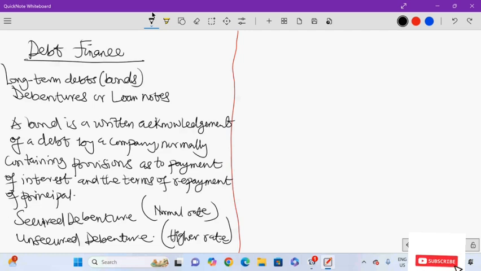Unlike the secured debt, where you are using your assets as security, as a form of collateral, with the unsecured debenture, these lenders usually charge a higher rate to compensate them because you are not using your assets as security or collateral. So those are the types of debentures that we can talk about. The debentures.